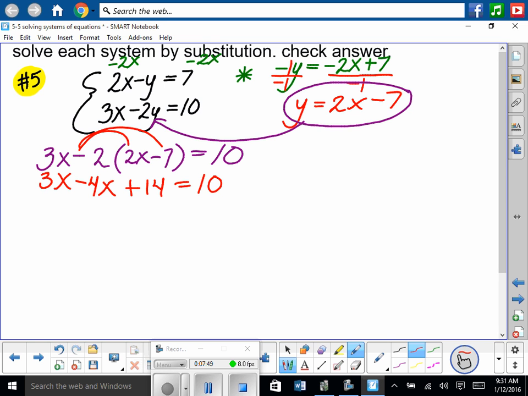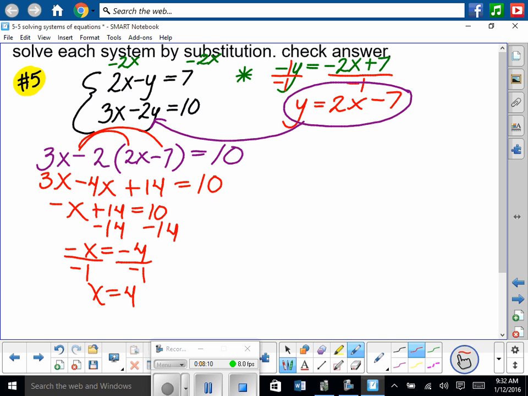So let's combine our x's. So we have negative x, so 3x minus 4x is negative x. Plus 14 is equal to 10. So then we'll subtract 14 from both sides of the equation. Negative x is equal to negative 4. Divide both sides by negative 1. X is equal to 4. So once again, we know our x coordinate of our answer. I'm going to put it up here. It's 4 comma something. So now we're going to substitute the x equals 4 into either equation.